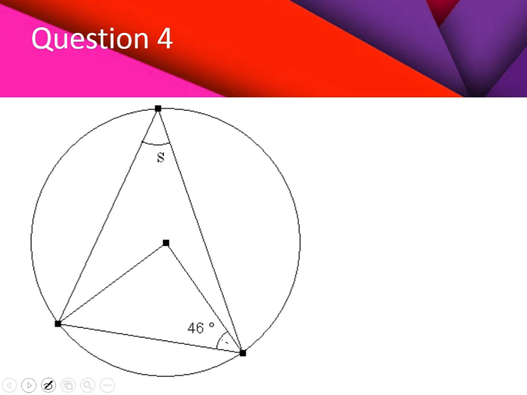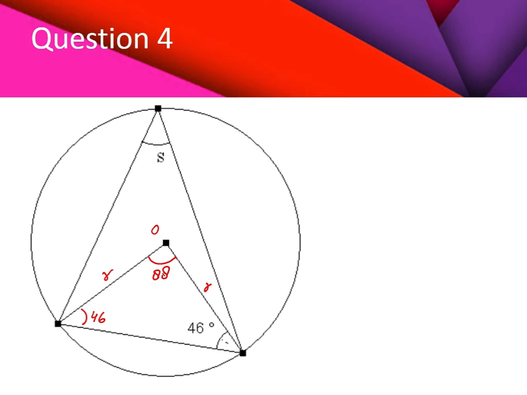So what we will do here, we can see that this is the center of the circle, so these two are radius. If these two are radius, it means that it is an isosceles triangle. So if this angle is 46, this angle is also 46. If we subtract these two angles from 180 degrees, then this angle is 88.